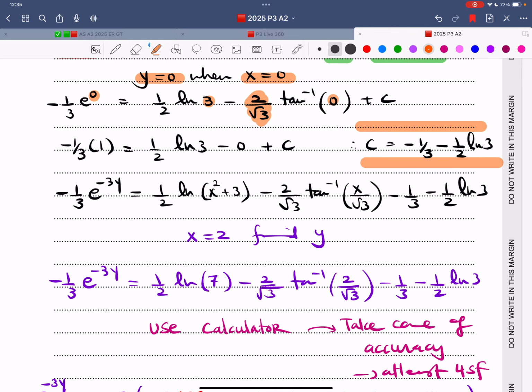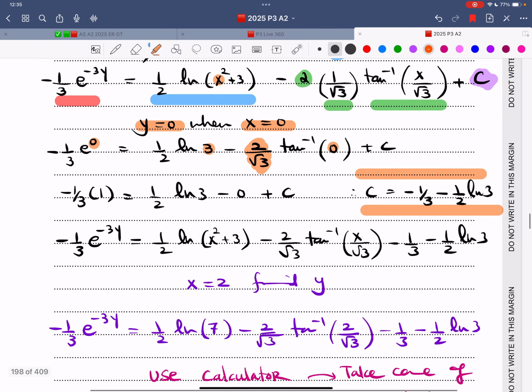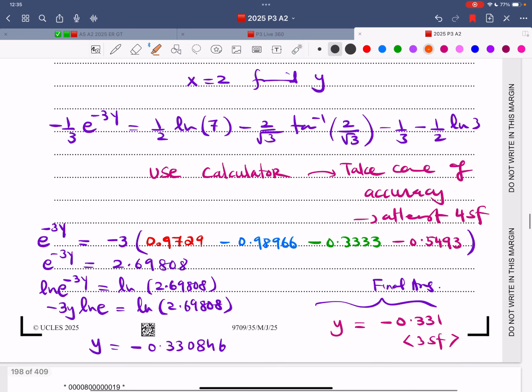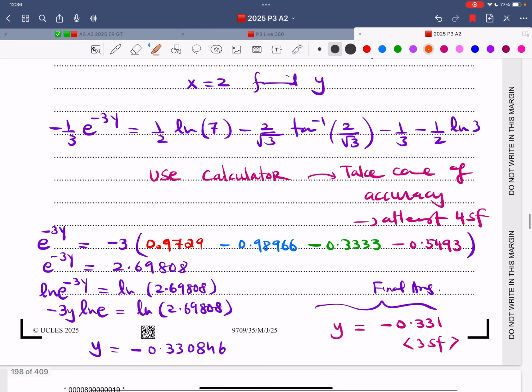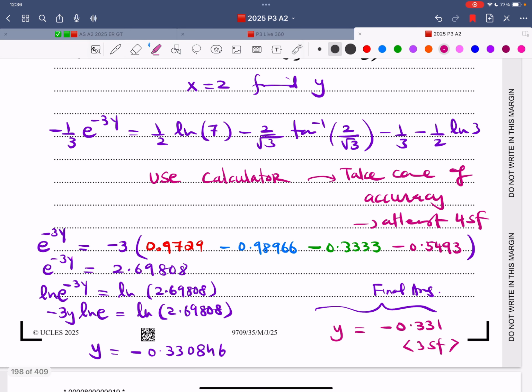Now right now it's in the exact form, but later on we have to use the calculator, because it does not say exact form, that means if it's too difficult, then use a calculator. So now it's saying find y when x equals 2. So when x is 2, 2 squared plus 3 becomes 7. This is 2 over root 3.